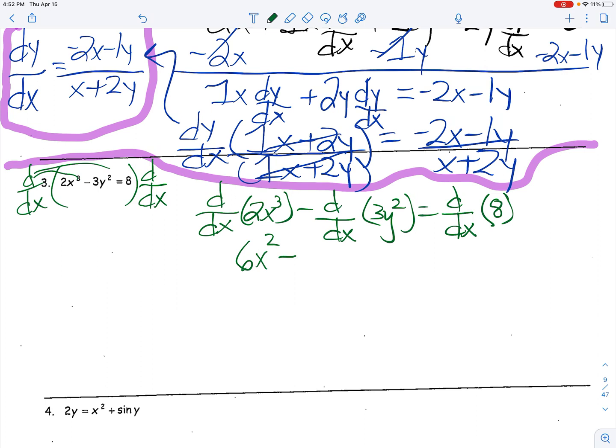The derivative of 2x cubed is 6x squared minus the derivative here of 3y squared. All right, so 3y squared will be 6y, and then don't forget, right, derivative of the inside here, dy dx is going to equal the derivative of 8, which is 0, people.